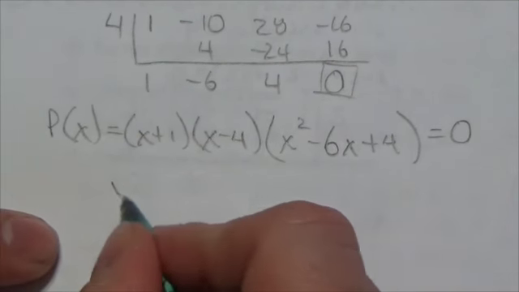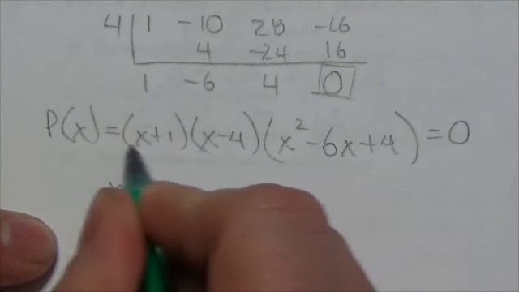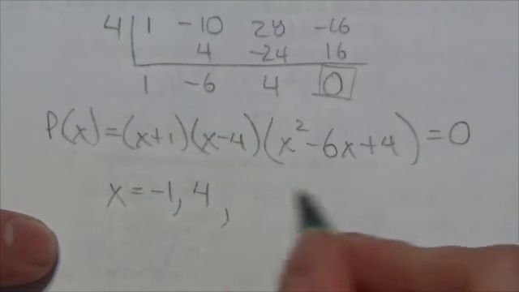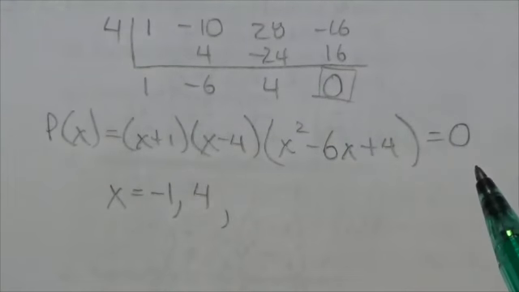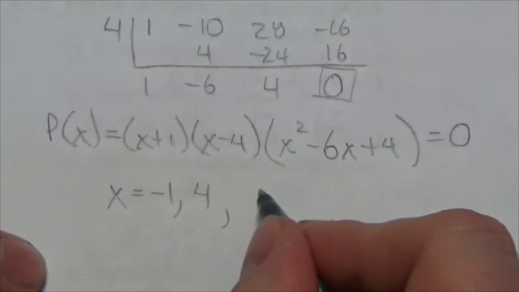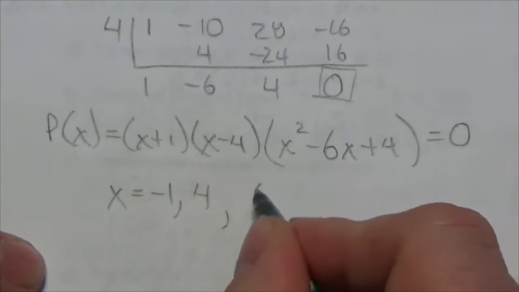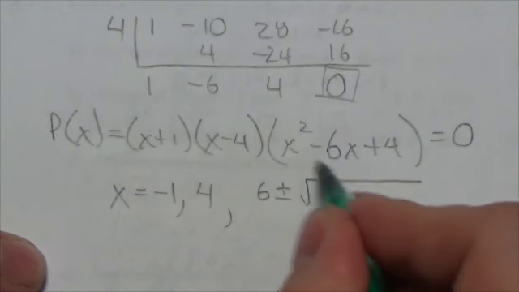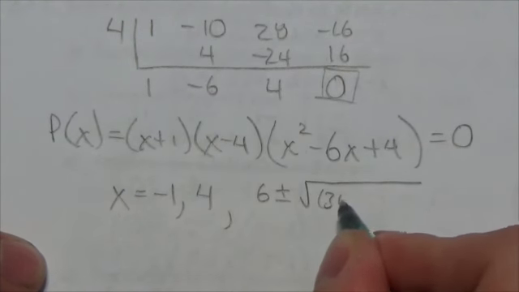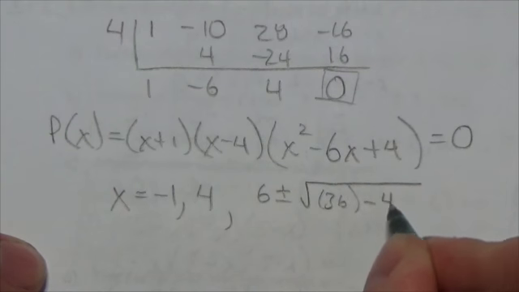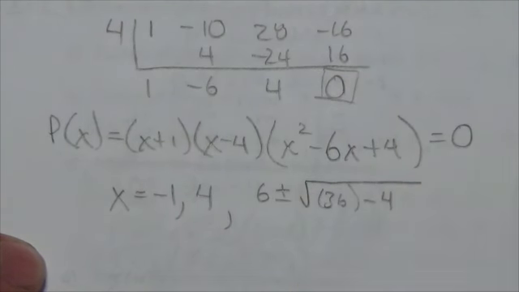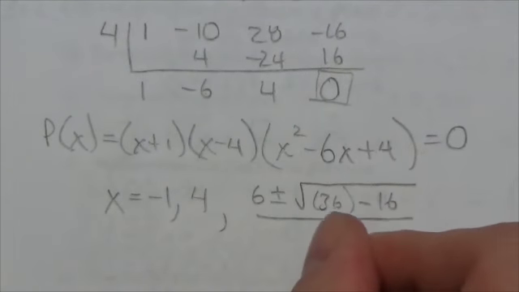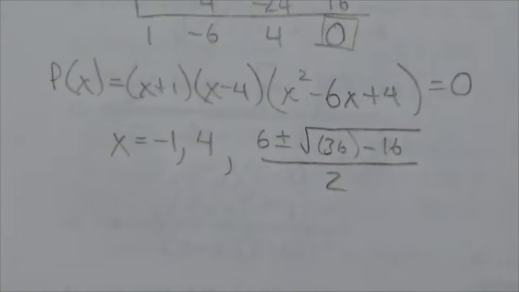So my answers are going to be negative 1 from this first factor, positive 4 from the second factor, and this last one I'm going to have to use the quadratic formula on. So x is going to equal the negative of negative 6, so positive 6, plus or minus the square root of negative 6 squared, which is 36, minus 4 times 1 times 4. That's going to be 16, all over 2 times 1.